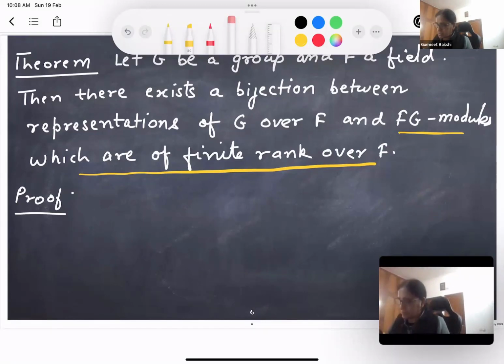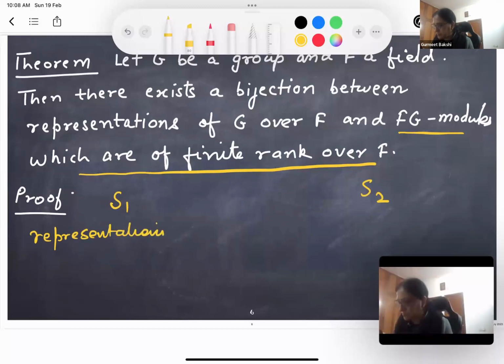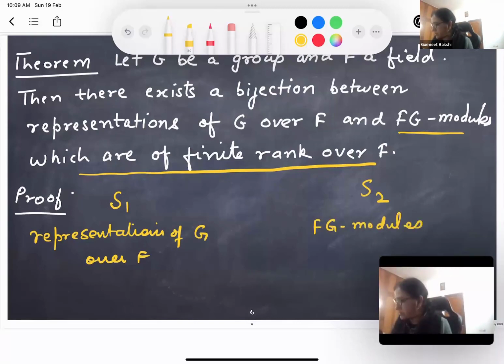So this is what you want. You have two sets, S1 and S2. On one side, on the set S1, I have representations of G over F. And here I have FG-modules which are of finite rank over F.